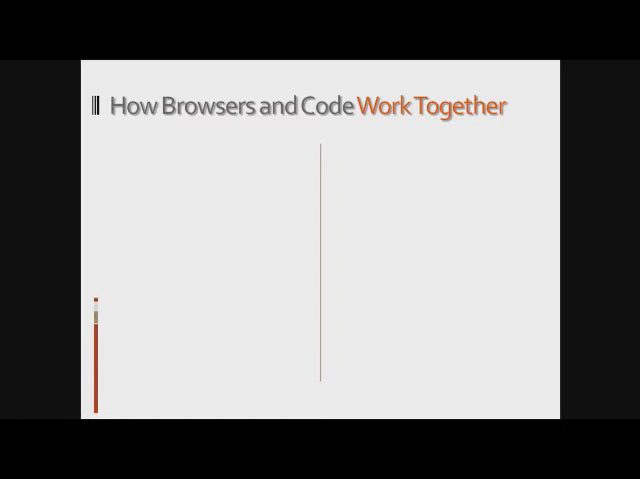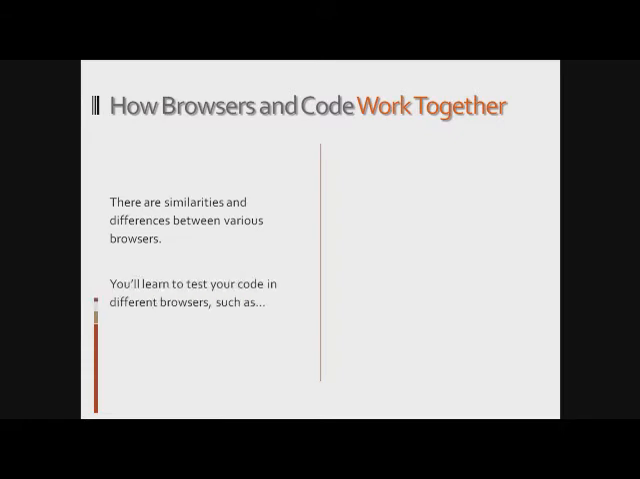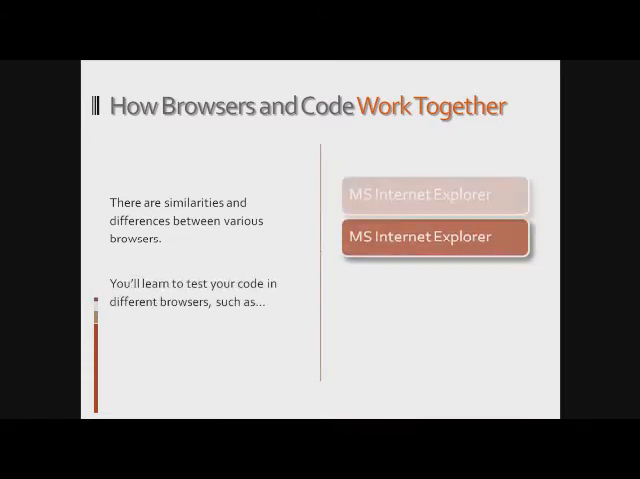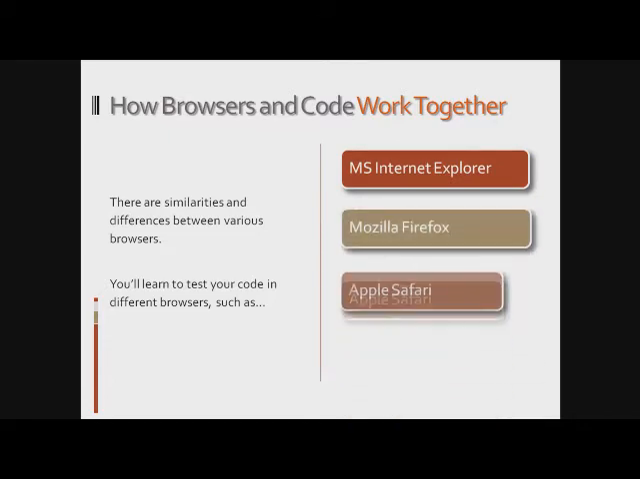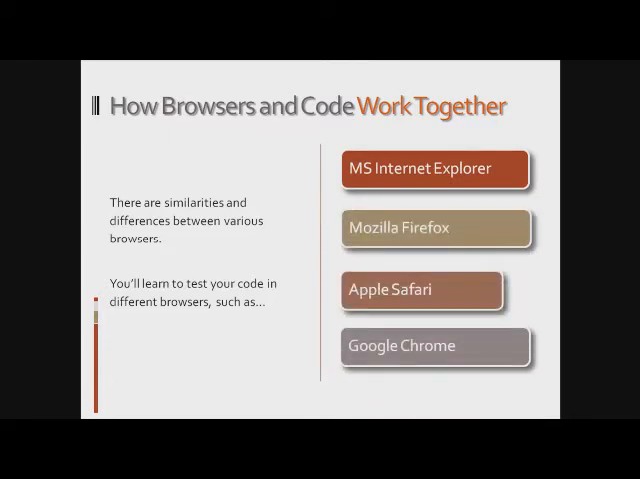We have to look kind of at how the browsers and code work together, and so we do that in the class. We look at some of the similarities and differences between various browsers. You'll learn to test your code in different browsers such as Internet Explorer, Firefox, Safari, Google Chrome, maybe Opera, maybe some of the mobile browsers that are on your mobile phone devices.